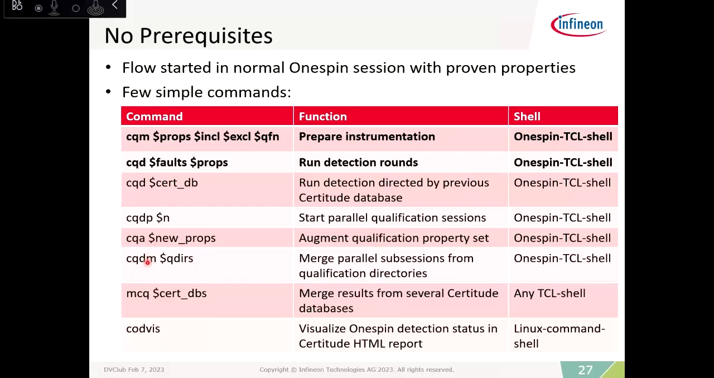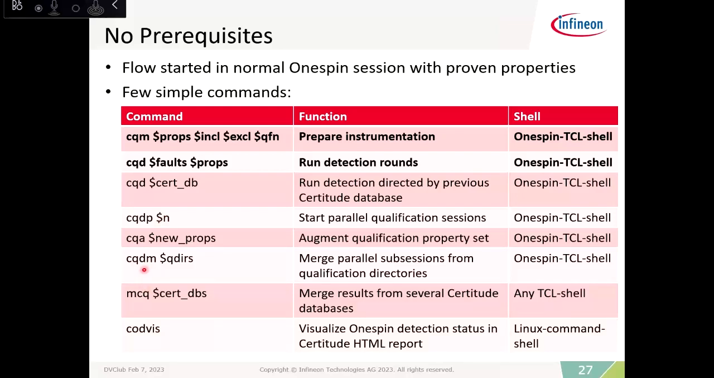The CQDM command is therefore merging results from sub-sessions using the same instrumentation. So it's triggered by the command CQDM, but this merge is also done when you call this last command, the visualization of the Certitude, generation of the Certitude report, because for this also all the results from the subdirectories are automatically loaded into the central bookkeeping on one pin side, and also then loaded into Certitude.